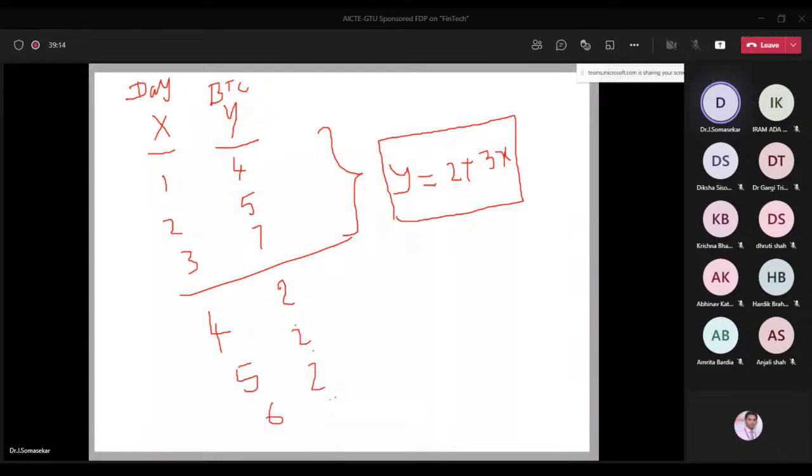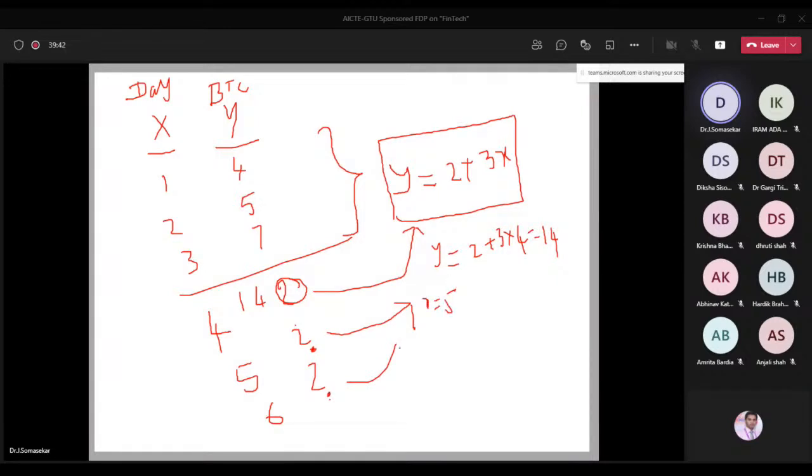For that, what we are going to do is substitute X equal to 4. So Y equal to 2 plus 3 into 4, 12 plus 2, 14. So this is the Bitcoin value on day 4. In similar fashion, this value is a question mark, so similarly substitute X equal to 5. These are all question marks. Substitute X equal to 6. So that we can find the Bitcoin prediction for the 4th day, 5th day, 6th day. Based on that, we can go for the further step.